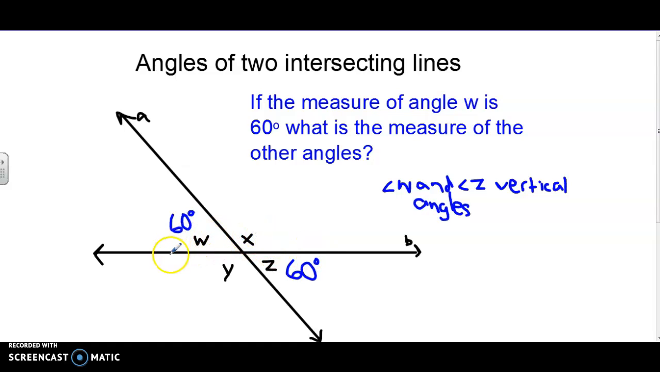So I can find angle X or angle Y by using the relationship between these two angles. Notice that W and X form a straight line. So they're two angles that form a straight line. Does anyone know what the angle measure of a straight line is? Well, hopefully you said it was 180 degrees. That would be correct. So W plus X equals 180 degrees. I also could have done W plus Y equals 180 because they also form a straight line, but I've already done W plus X. So I know that W is 60, so I know that 60 plus X equals 180.